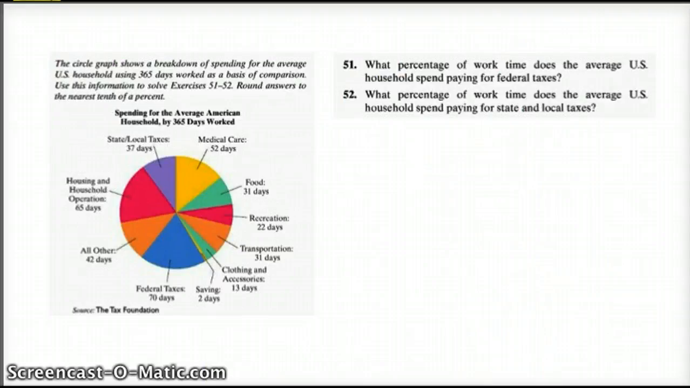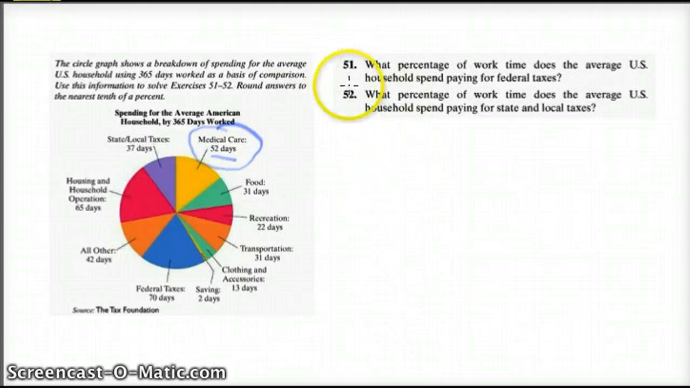Okay, now this is a very good question right here. Now you're going to have to take your time and try to enjoy this. This is the key to these problems. It's a breakdown of spending for the average household in days. So, for example, medical care, if you were working 365 days, you're working 52 days for your medical care. See how this works? Okay, so if I add up all of these days together, it should add up to 365.